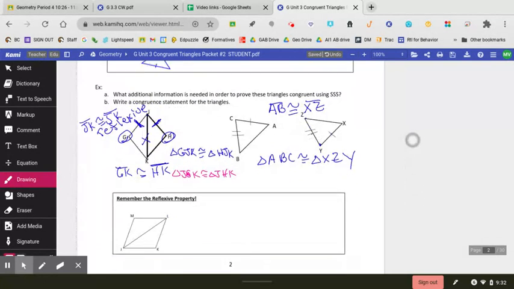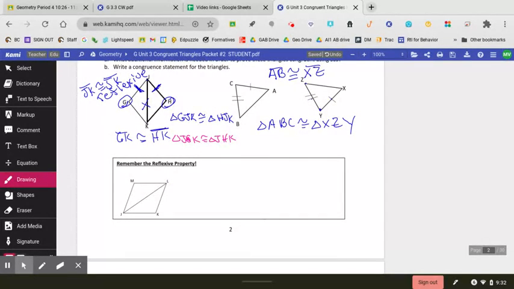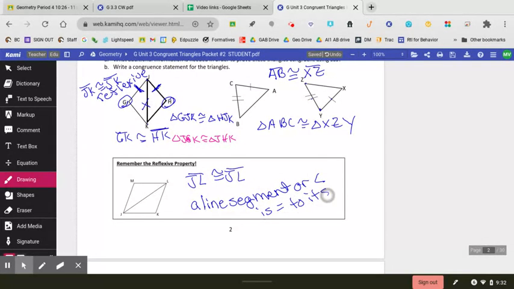Remember, the reflexive property says that JL is congruent to JL because it's the same line segment, and we can use it for an angle too, or an angle is equal to itself. And that's going to be important when we're proving triangles are congruent.